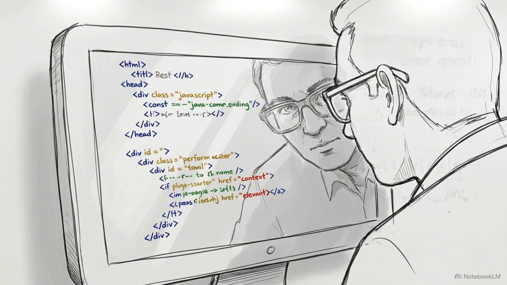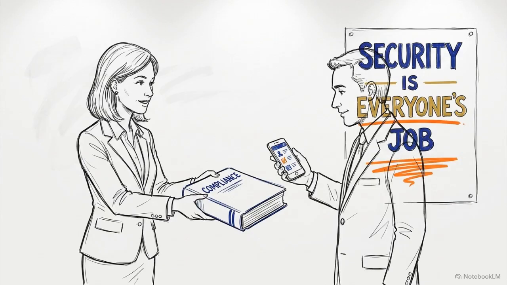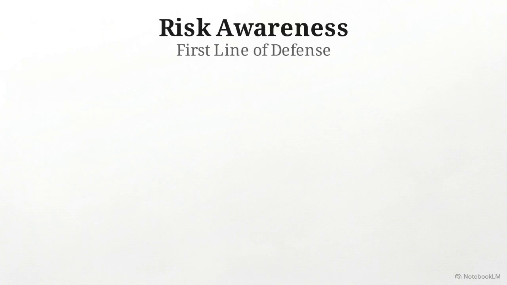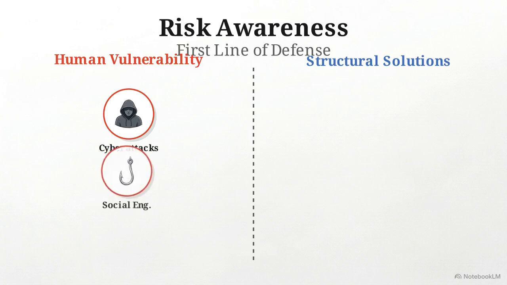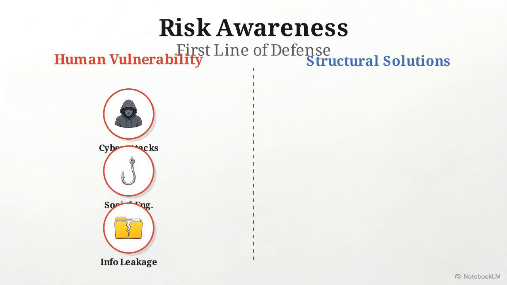To protect a network, you must bridge the gap between your technical defenses and your organization's human capabilities, specifically through active awareness and strict compliance. The critical first line of defense is risk awareness. This is the ability of individuals to recognize potential threats as they emerge, like cyber attacks, social engineering attempts, and information leakage. Computing professionals counter these vulnerabilities proactively.